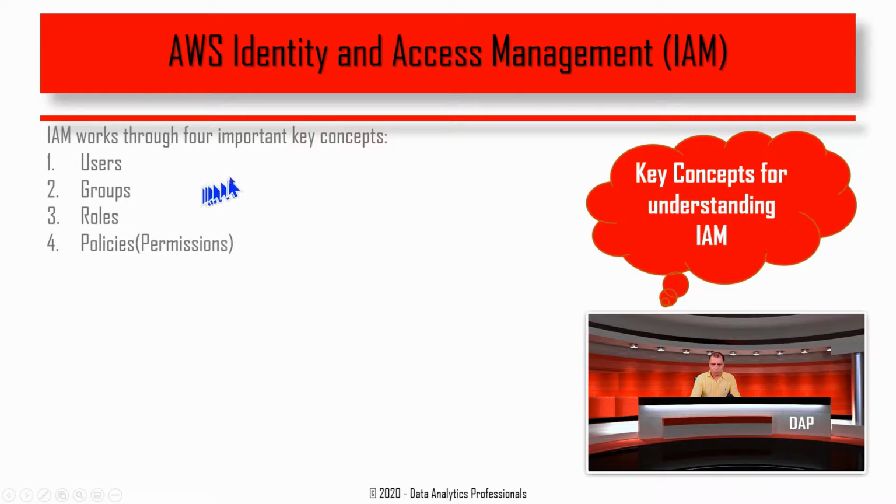Now, IAM works through 4 important key concepts, and those are users, groups, roles, and policies. Policies sometimes could also be termed as permissions. So if you grasp the understanding of these 4 concepts, then you will understand IAM better.